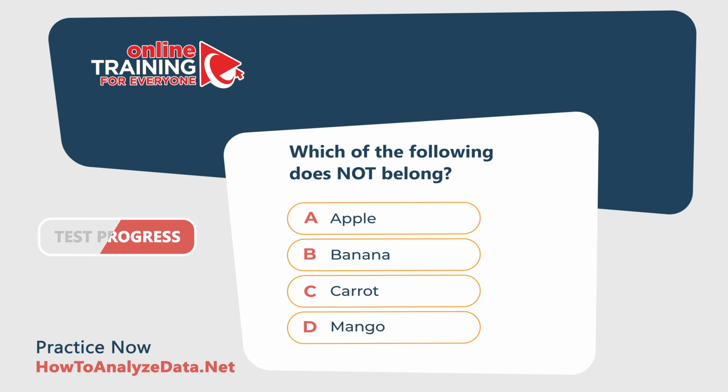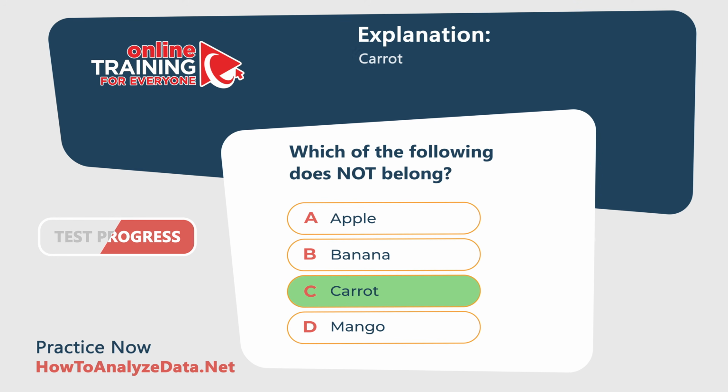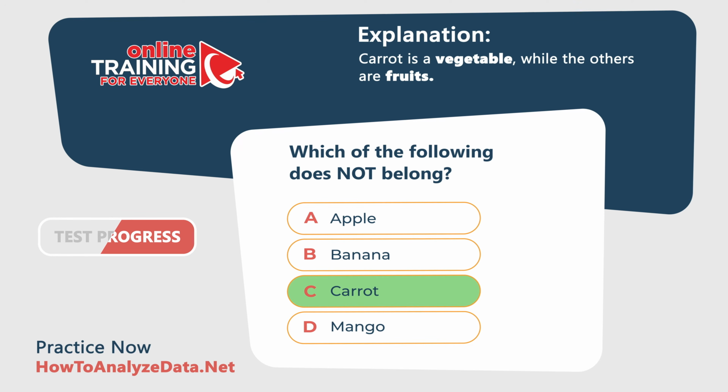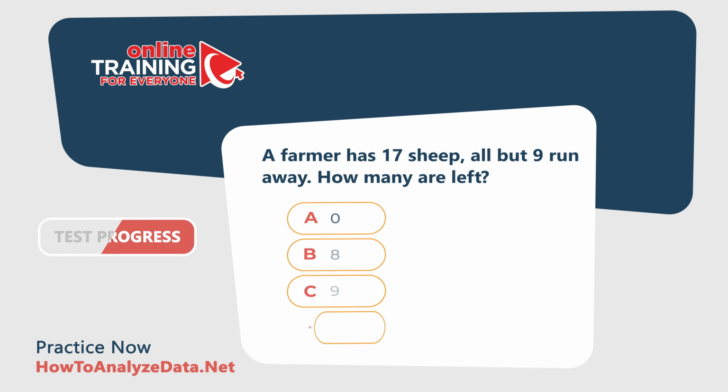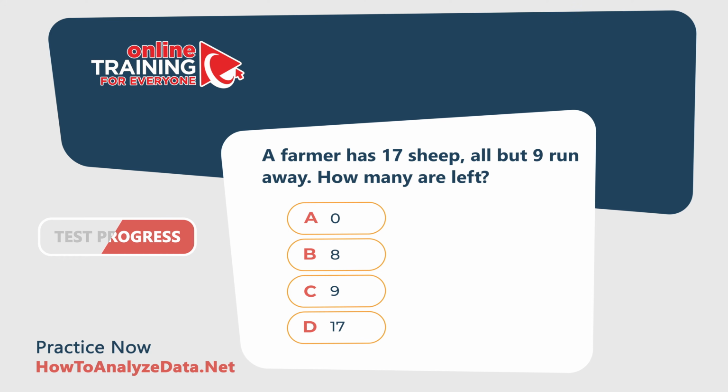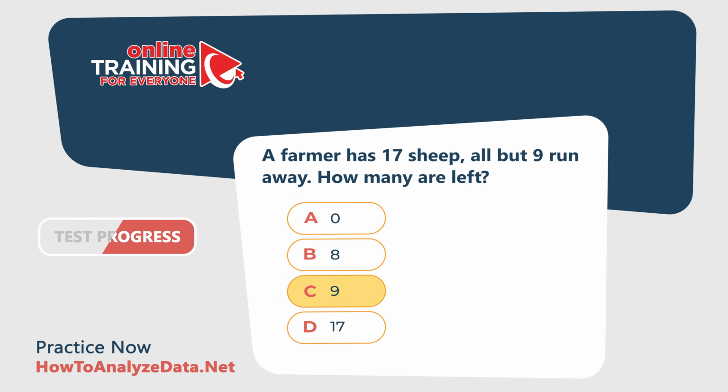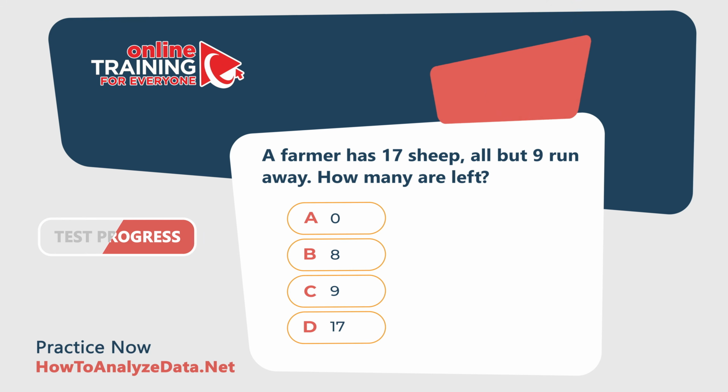The correct answer is choice C. Carrot. And here's why. Carrot is a vegetable, while the others are fruits. A farmer has 17 sheep. All but 9 ran away. How many are left? A. 0, B. 8, C. 9, D. 17.